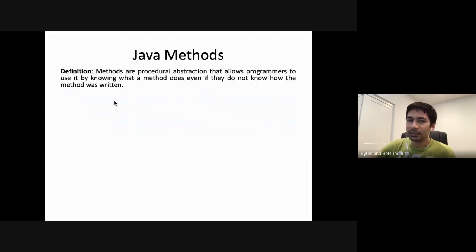So what are Java methods? By definition, methods are procedural abstraction that allows programmers to use them by knowing what a method does, even if they do not know how the method was written. What it means is, a function is a mechanism to hide the complexity of what that function is supposed to do. As an example, let's say you want to find the square root.